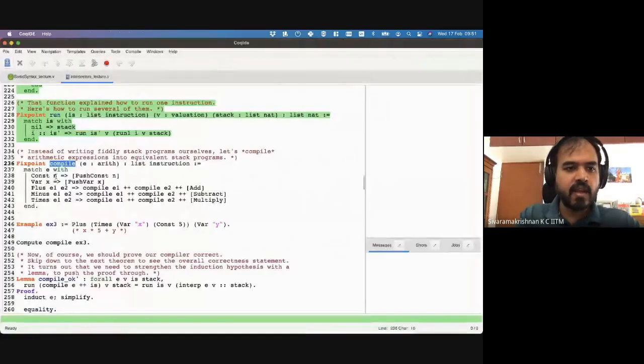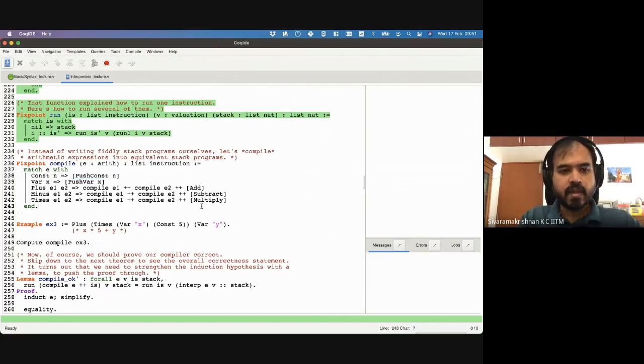So if you want to compile a constant, then you get a push constant. If you want to compile a variable, then it is push variable X. If you want to compile plus E1, E2, you compile E1, you compile E2, and then add, and you append these things in order, right? So that add comes last. Similarly, subtract and multiply.